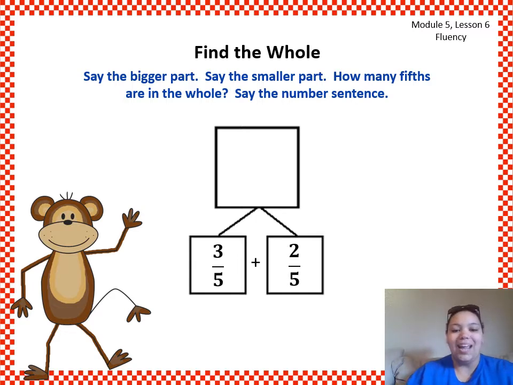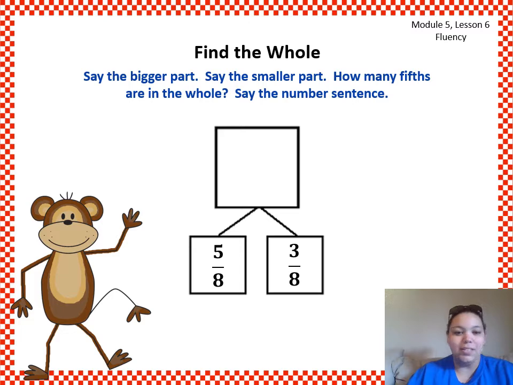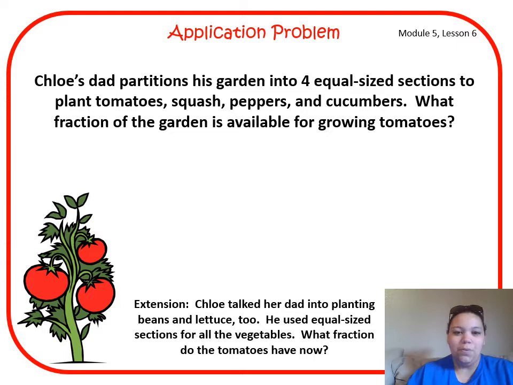All right, so what we're going to do is we're going to find the whole. So we're going to add these two smaller fractions to make one whole fraction. So 3/5 plus 2/5 would equal 5/5, because 3 plus 2 is 5, and we know our denominator will stay the same. 7/10 plus 3/10 equals 10/10, correct. 5/8 plus 3/8 equals 8/8, correct. Now notice on all of those answers, whether it was 5/5 or 8/8, both of those would be equal to 1 whole.